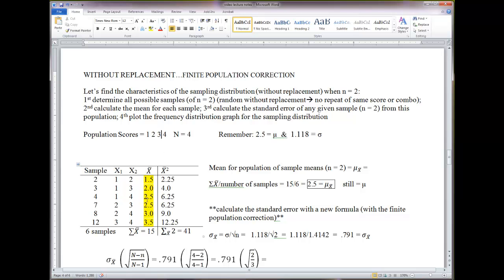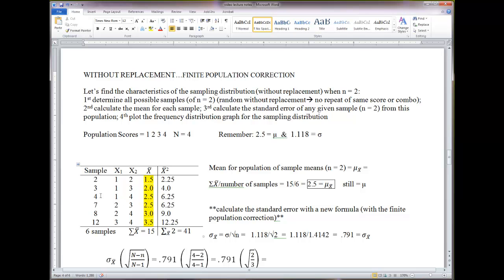And these are highlighted because what you do is you take every single possible combination of 2, n equals 2, in this example, of this population. So 1 and 2, 1 and 3, 1 and 4, 2 and 3, 2 and 4, and 3 and 4. And then you calculate the means for all those possible samples.